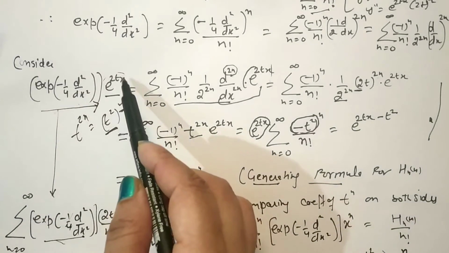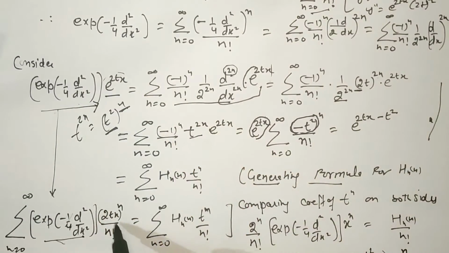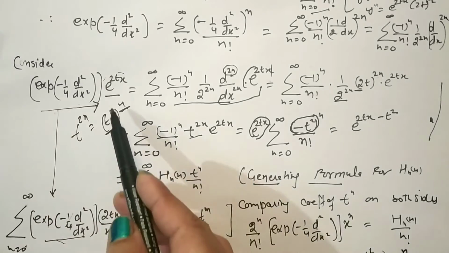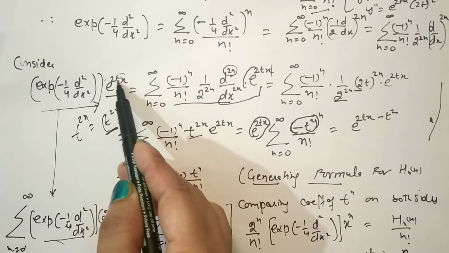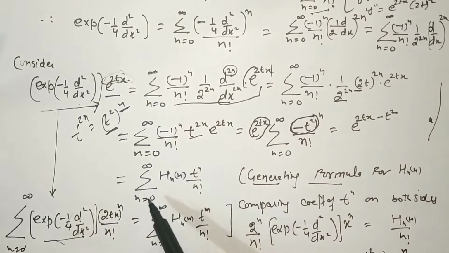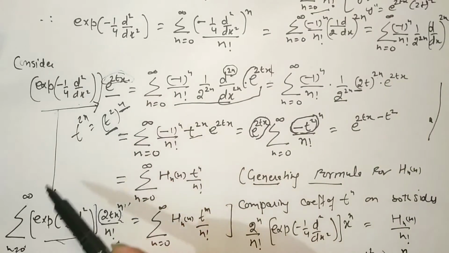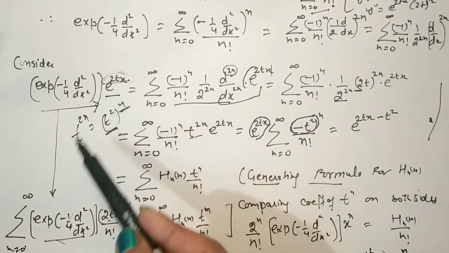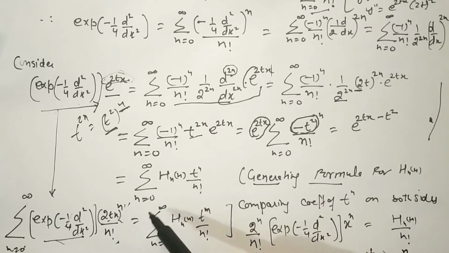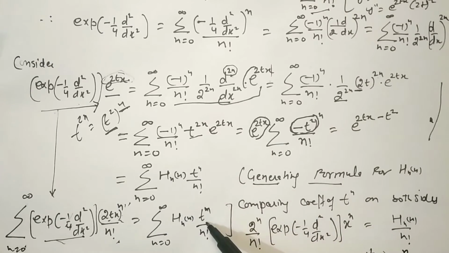Now e raised to power 2tx again can be written in the form of a summation. This is the summation. E raised to power 2tx is this. So you have to raise power n, 2tx raised to power n upon n factorial, writing the exponent in terms of exponential function in terms of summation. Now on the other side we have written the same thing.